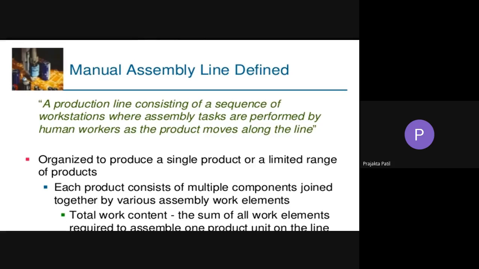So coming to the fundamentals of these manual assembly lines, we'll first define what a manual assembly line is. It's a production line consisting of a sequence of workstations where assembly tasks are performed by human workers as the product moves along the line.